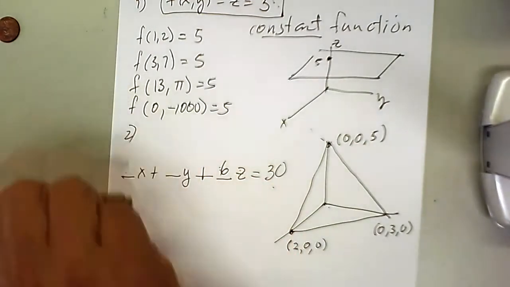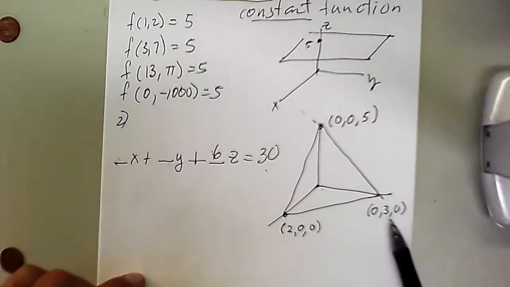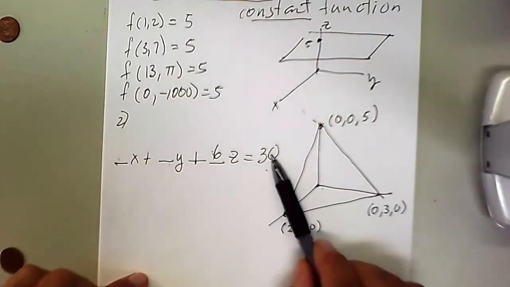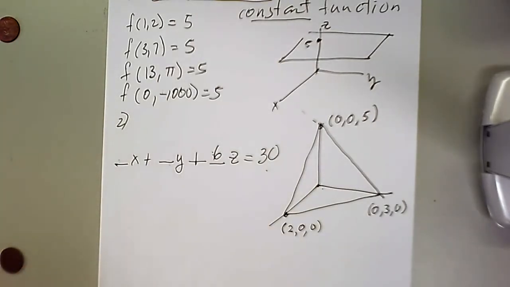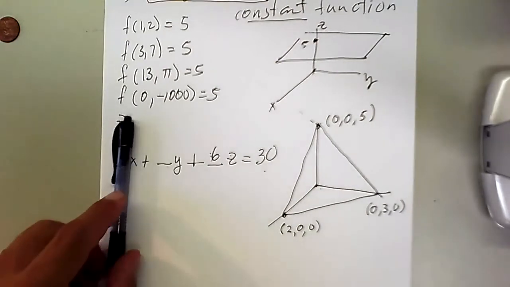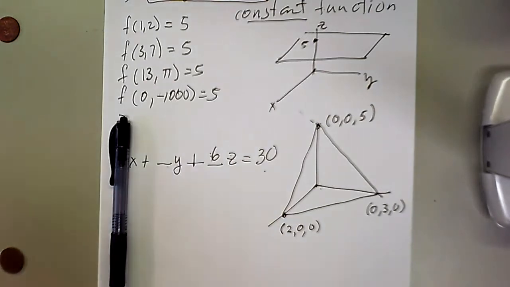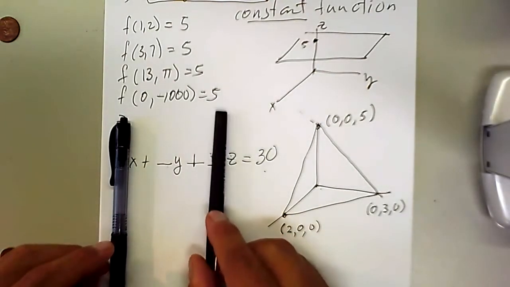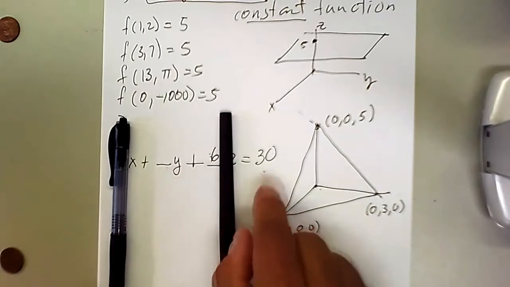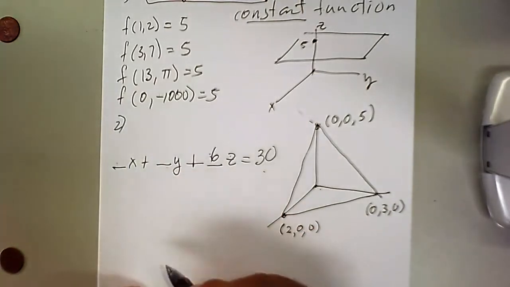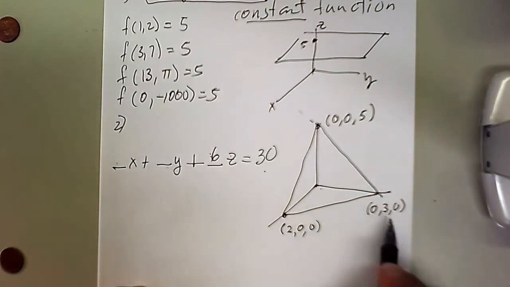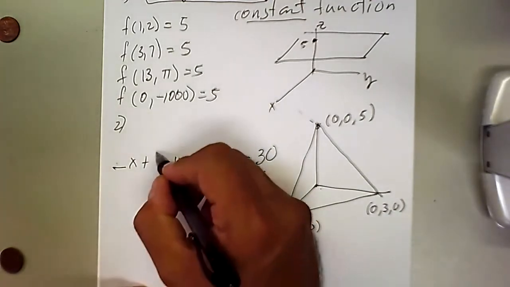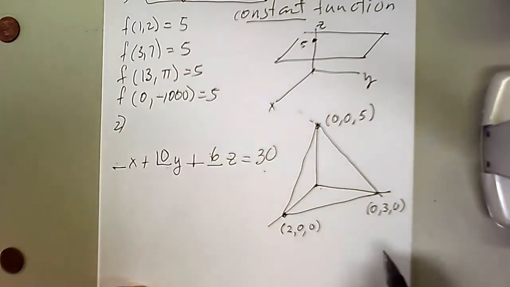Okay, now we do the same thing with, say, this point. We want 3 out. So I want 3 when those two are 0. So pretend that this and that are 0, and that they're not even there. So what number times 3 gives us 30? There we go. We need a 10.